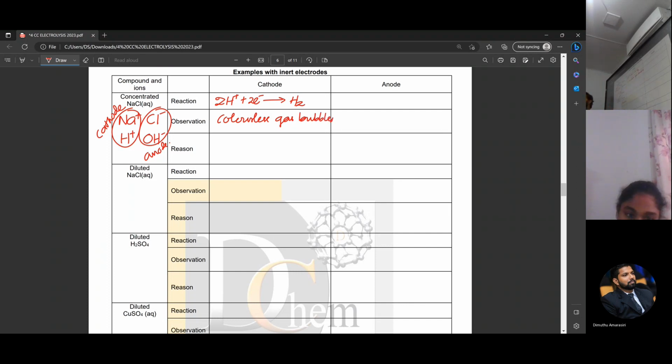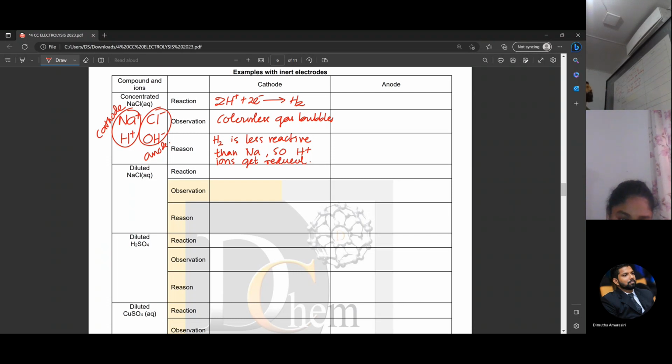Unlike the previous electrolysis, you have to say the reason. Why did you decide hydrogen goes here? That's the rule, but not the general rule. Specifically, you have to say hydrogen is less reactive than sodium. So H plus ions get reduced preferably, reduce readily. Another reason, you get it?